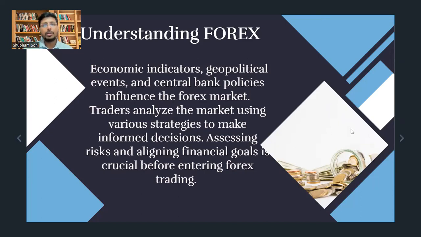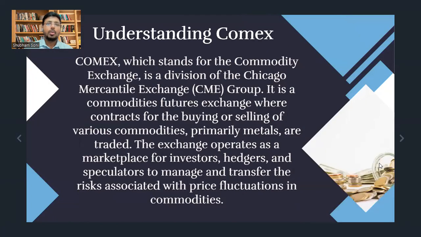Let us also understand what Comex is. Comex is the Commodity Exchange. It is a division of CME, which is the Chicago Mercantile Exchange. In commodity exchange, you trade physical goods, like metals or natural gas, metals like gold and silver. When you buy and sell these physical assets or goods, that is commodity exchange. So buying and selling of various commodities, primarily metals, are traded, and this is known as commodity exchange.